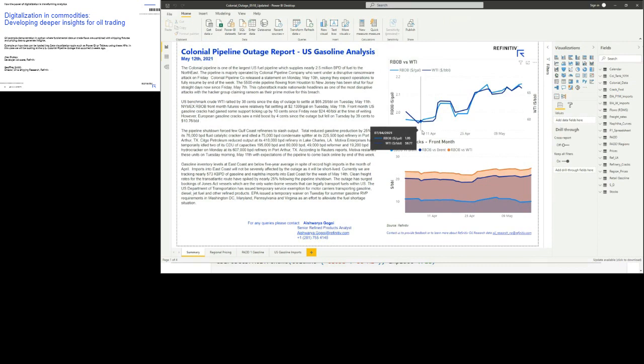So just some points to note about the events. Here we see, as the news unfolded about the pipeline outage, we saw a rally in WTI and RBOB. RBOB is the main US gasoline futures, which over the week after actually came down again. And I think it became pretty clear that most of the market thought the pipeline was going to reopen pretty soon. It wasn't going to be a long event.